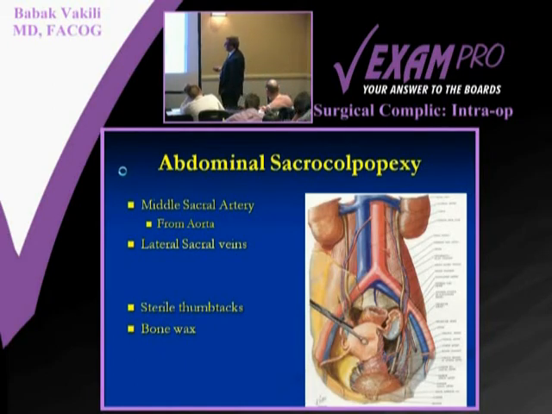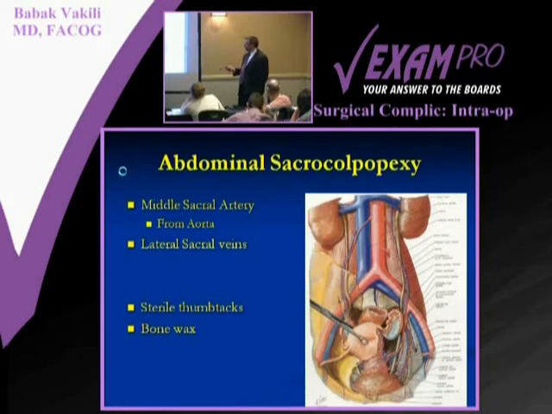If you injure the artery, you could trace that up. It comes off of the back of the aorta. I mean, you could ligate it, and the bleeding stops. The veins will retract into your sacral foramina, and then you're hosed. You can't get to them, so that's a problem. So the real answer for the board exam is the middle sacral artery.